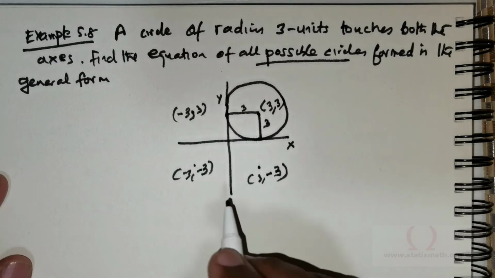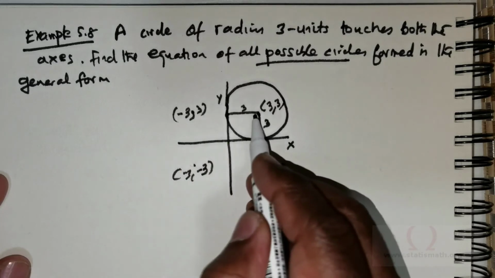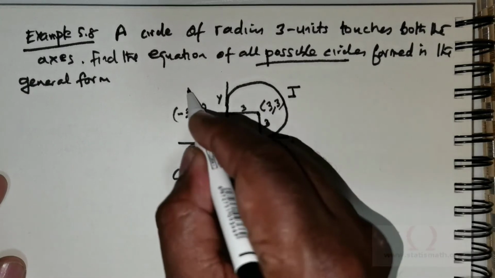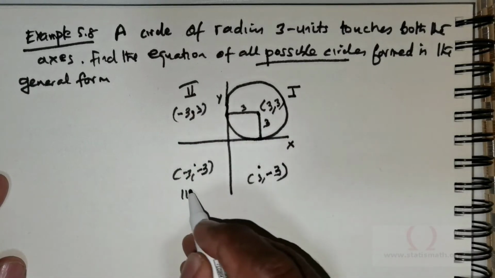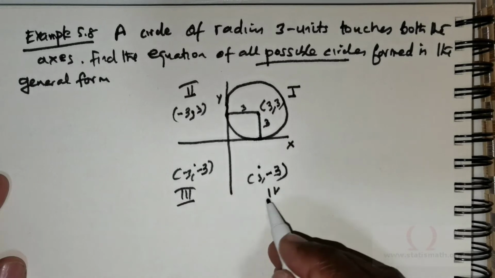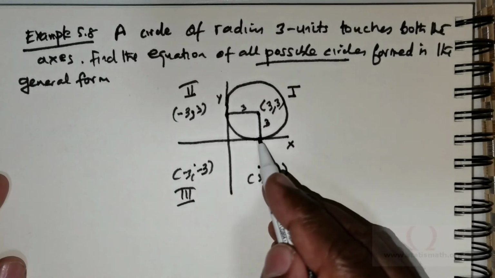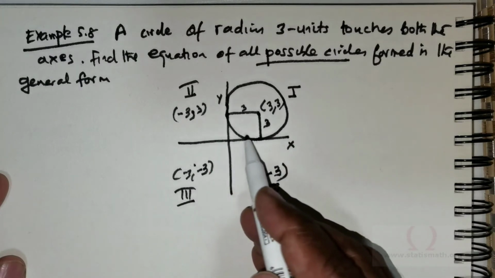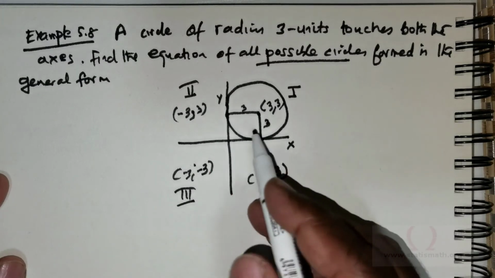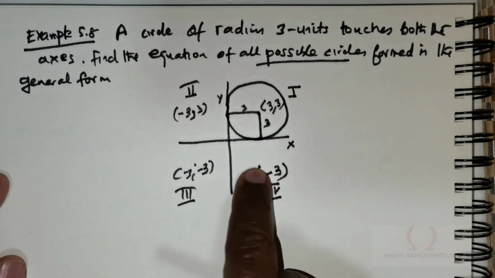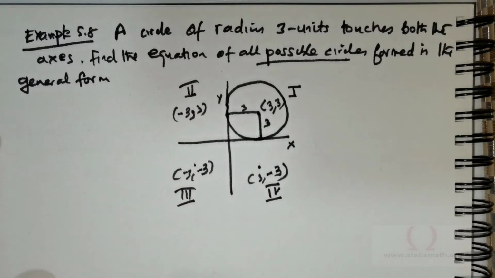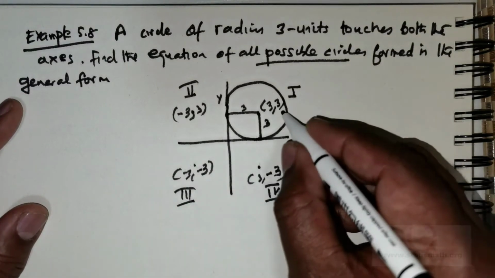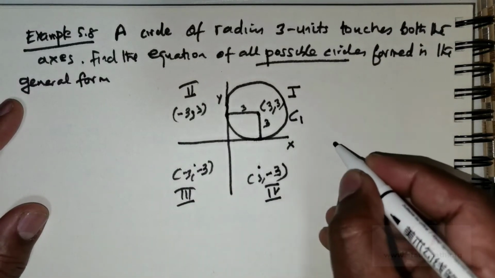So what you are expected to do is obtain the equation of the circle for each of these quadrants: quadrant 1, quadrant 2, quadrant 3 and quadrant 4. Why are we doing it? Because the circle is stated to be touching both the axes, the x and y. So in that case, you will also have a circle here, here, and here. So I'm going to show you how to obtain the equation of this first circle. So let me name this C1.